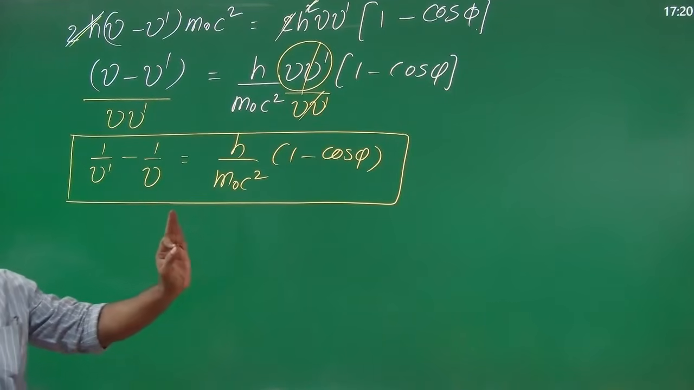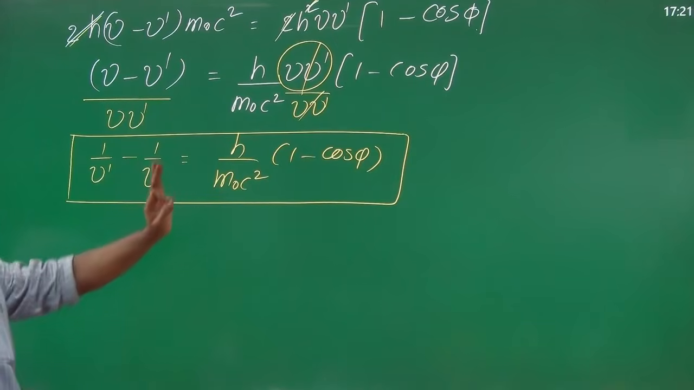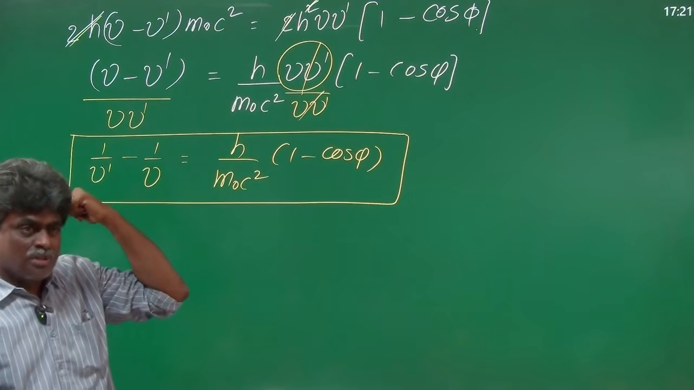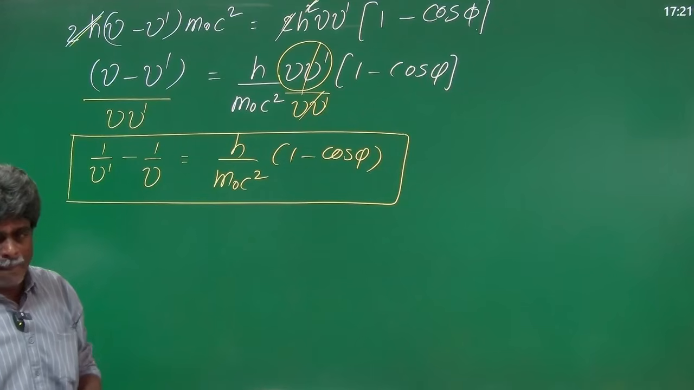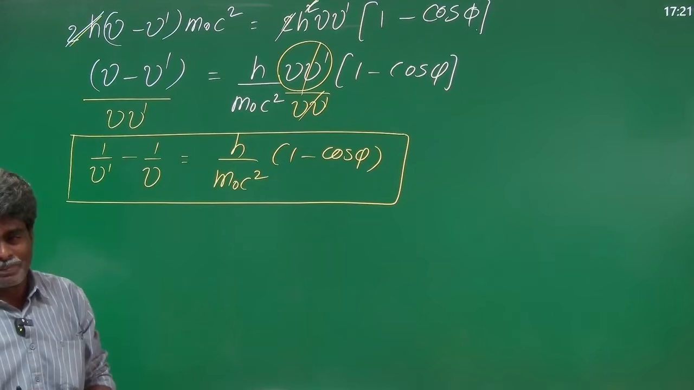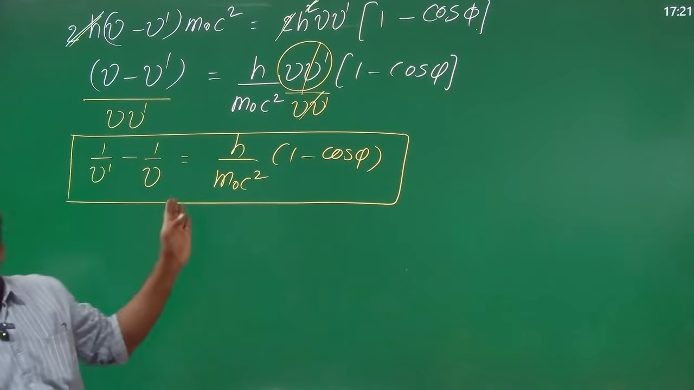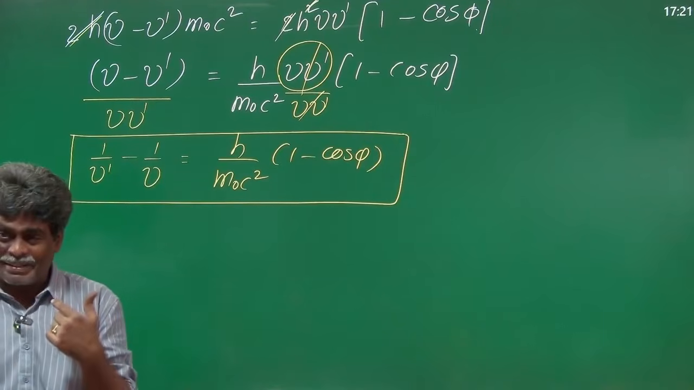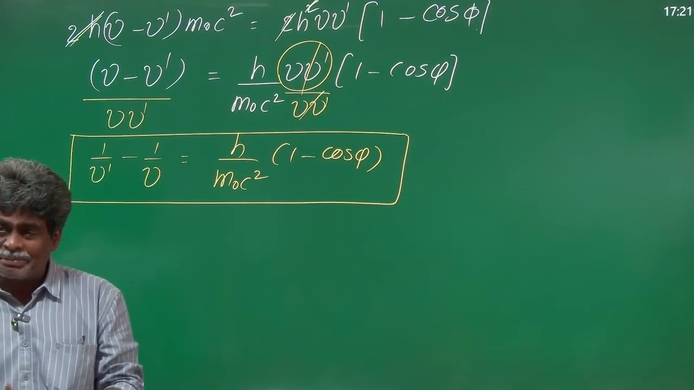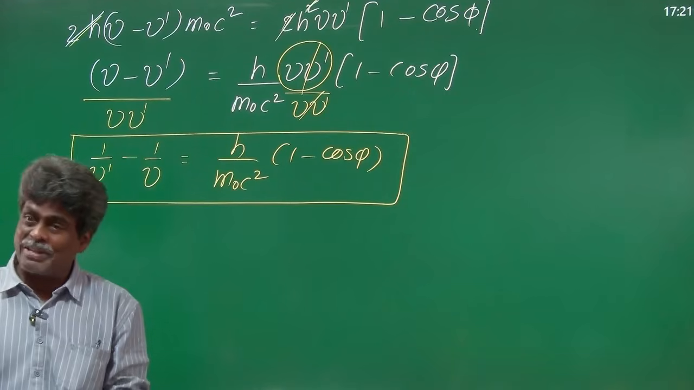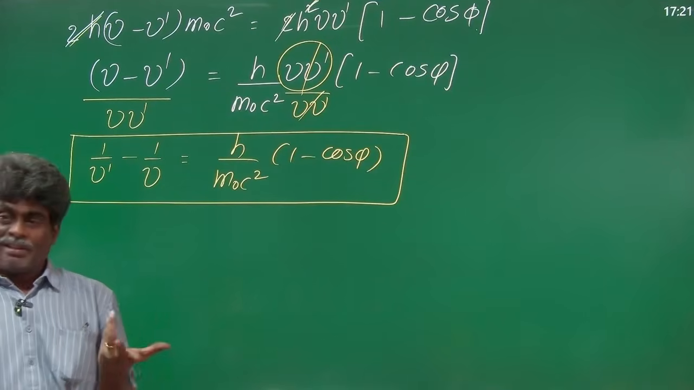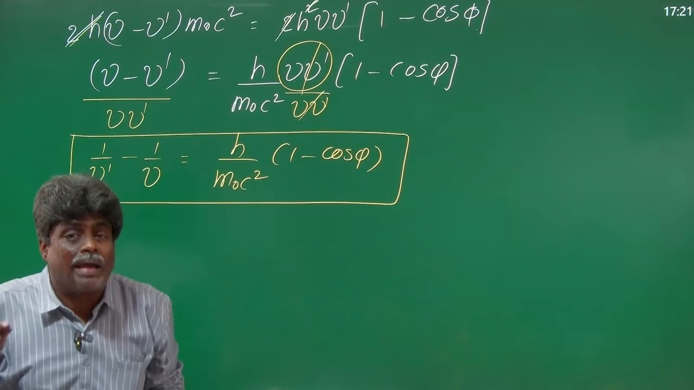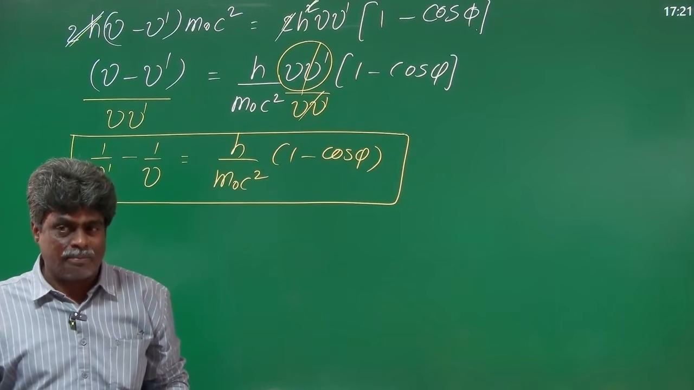You must remember this, because in later derivations this formula is useful. So I request you, please remember, what is that? 1 by nu prime minus 1 by nu equal to h by m naught c square into 1 minus cos phi. Recollection means you should not see the board, you have to look somewhere else and recollect. If you want to recollect the past, in which direction will you look? This side. If you want to see your future, this side. Subject, this side. Okay, good.